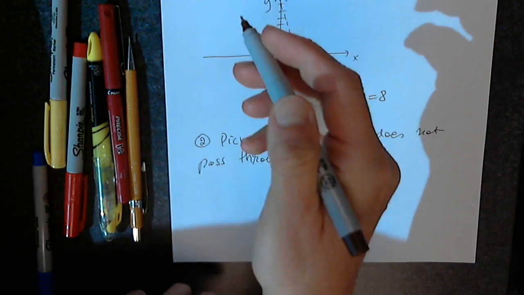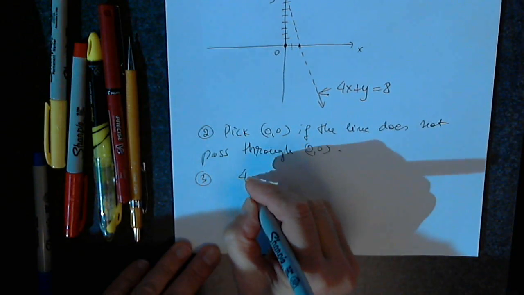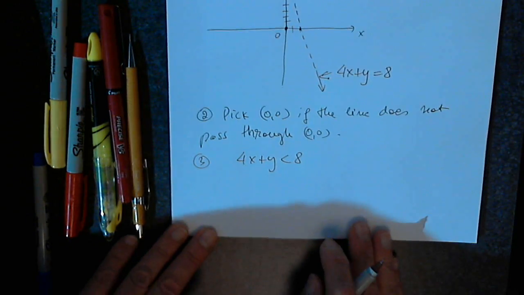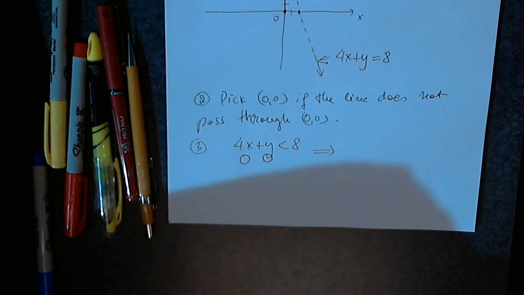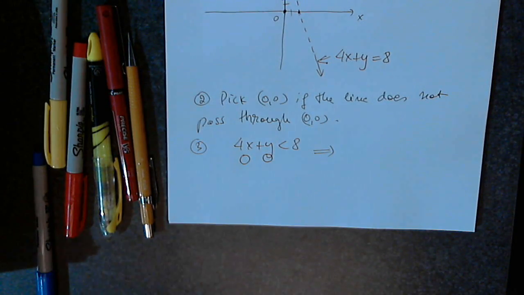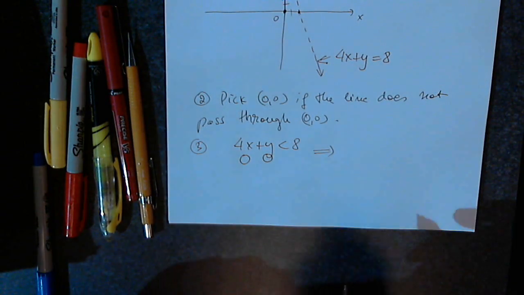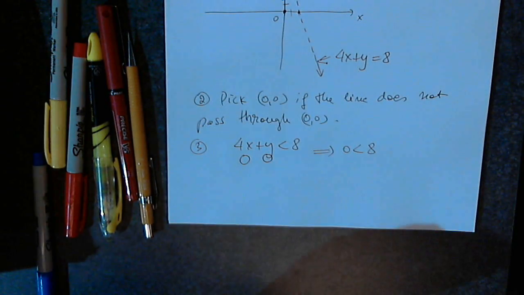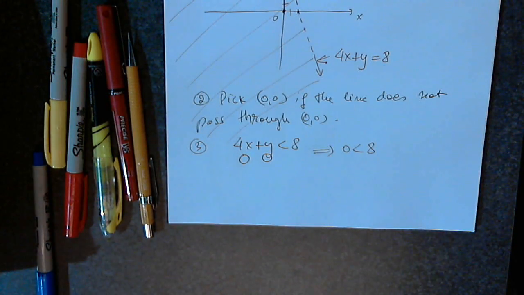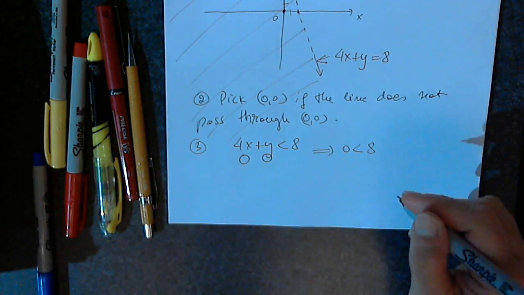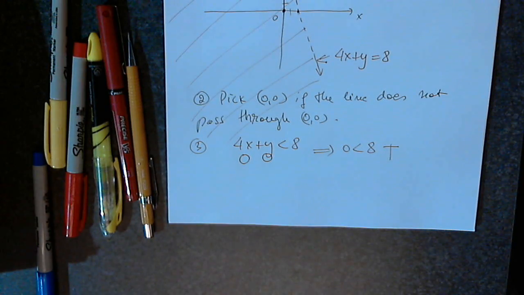So I go back to the original problem. Here's the original problem, 4x plus y less than 8, and replace x and y by 0. What do I get? Can anyone read the statement we get? 0, 0, 0 less than 8. Is this a true statement? Yes. Therefore, I have to shade in all the region that has that point that I checked with. If it were a false statement, but it's true.